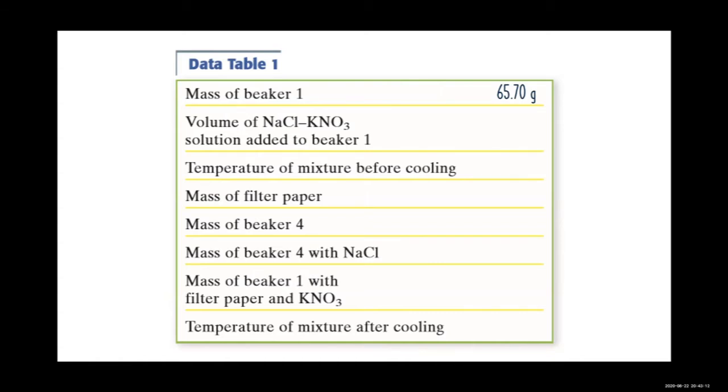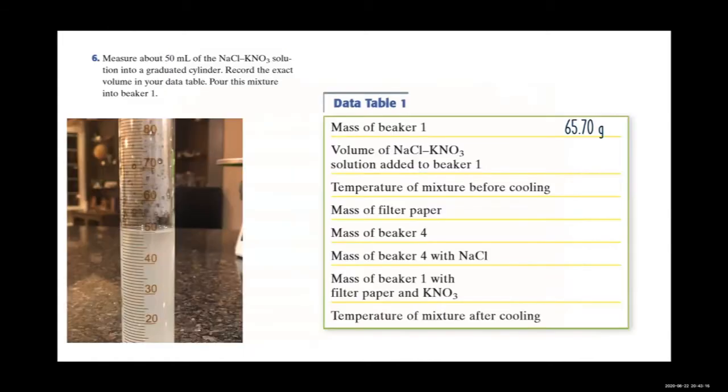Our mass for beaker 1 was 65.70 grams. Measure about 50 milliliters of the sodium chloride potassium nitrate solution into a graduated cylinder. Record the exact volume in your data table. Pour this mixture into beaker 1. We got exactly 50 milliliters.